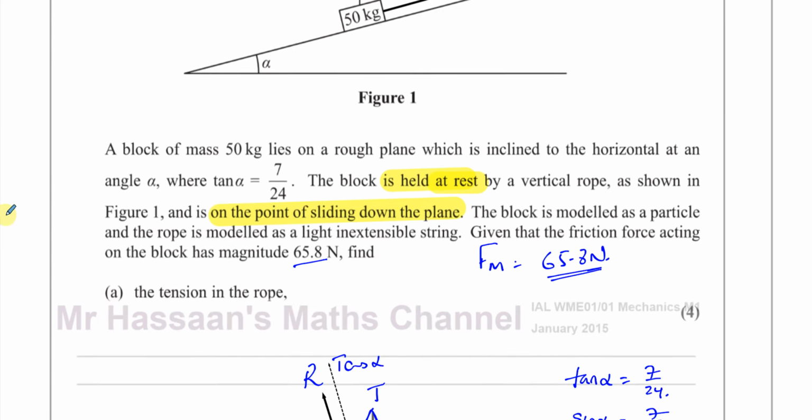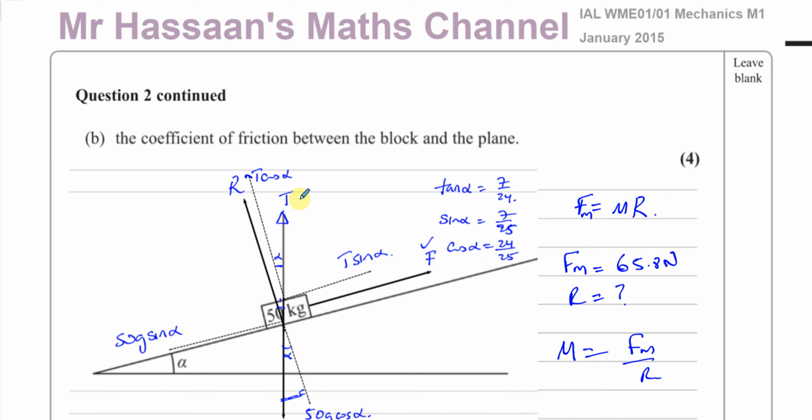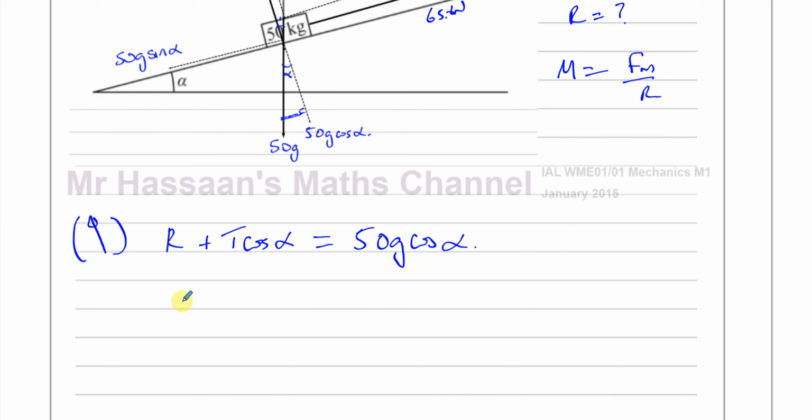What was it, 255? Yep, 255. So we know that T is equal to 255 newtons, and we know that F max is 65.8 newtons. Okay, so we have everything we need to find what R is. So we can say R is equal to 50 times G.